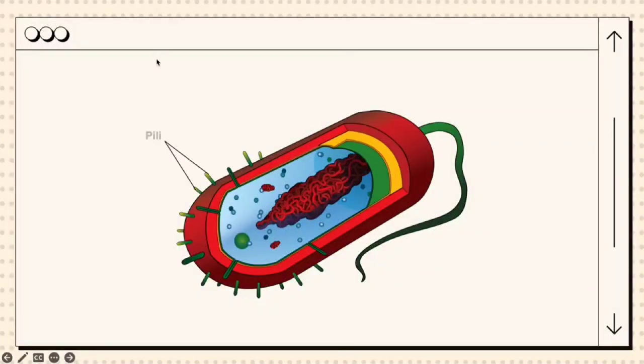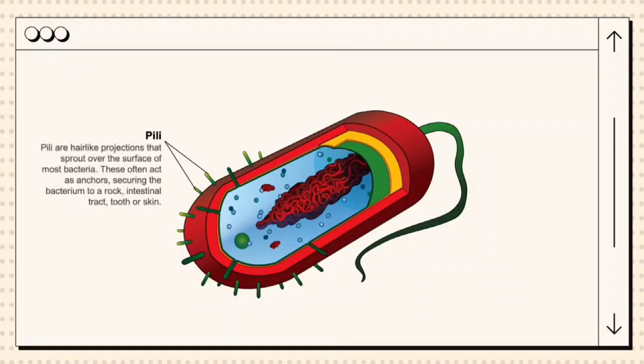Next are pili. Pili are smaller, hair-like projections that sprout over the surface of most bacteria. These often act as anchors, securing the bacterium to a rock, intestinal tract, tooth, or skin. Without such structures, the cell loses virulence as it cannot hold onto the host structures.